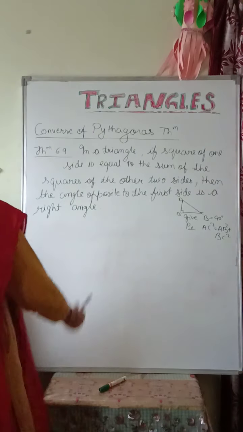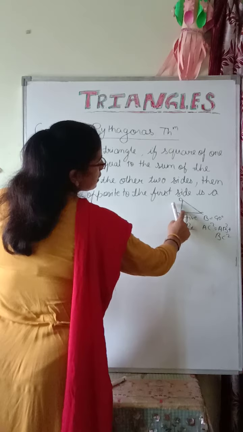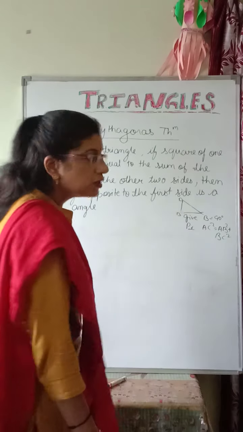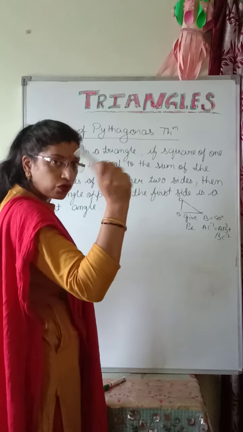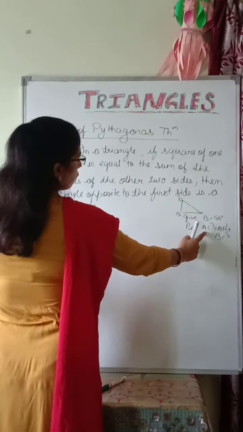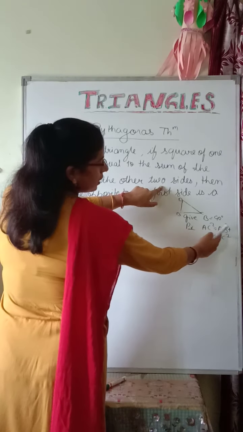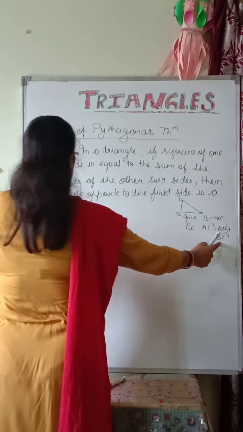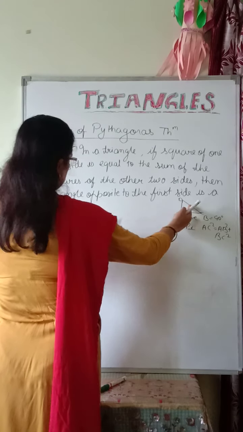So see, in a triangle, now we are not given that this is a right angle, we have to prove it. So we are given, and in the Pythagoras theorem what was it? In a right angle triangle. Here it is given that in a triangle, if the square of one side is equal to the sum of squares of the other two sides, then the angle opposite to the first side is a right angle.